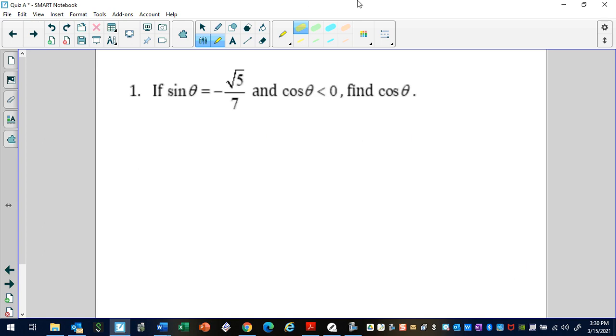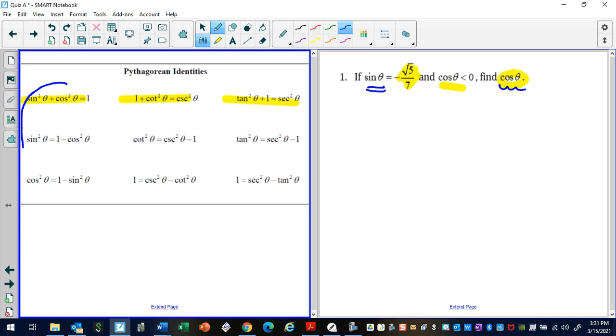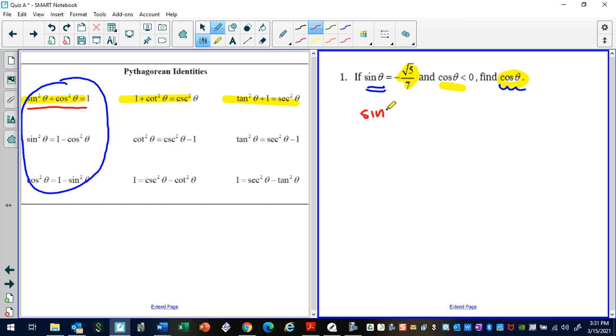All right, so in this first problem, I give you the value for sine, I tell you a little bit about cosine, and I want you to find cosine. The way I wanted you to do this was by using a Pythagorean identity. It's not the only way to do it, but that's the way I'm going to show it today. Because I'm given sine and I'm looking for cosine, I need to use one of these three identities. I'm going to choose the top one because it's a positive in the middle. It's adding, it just makes it a little bit easier.